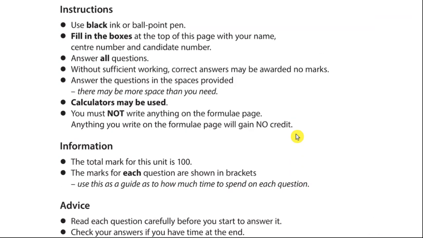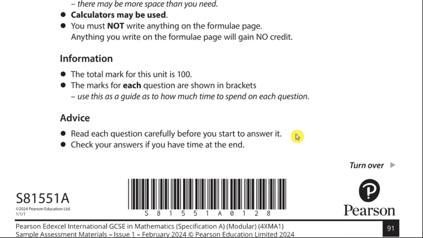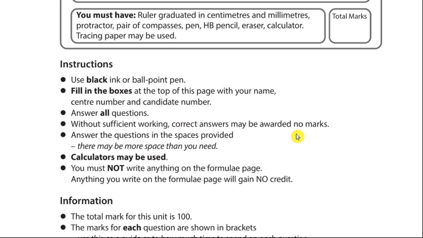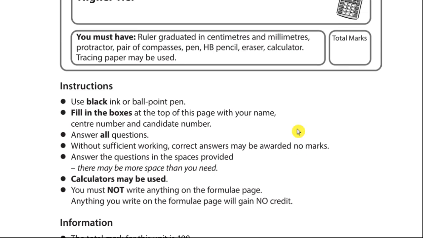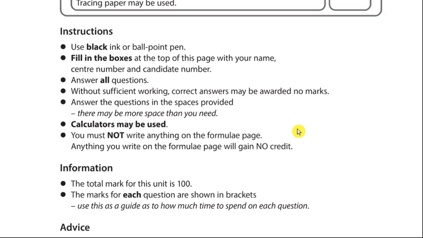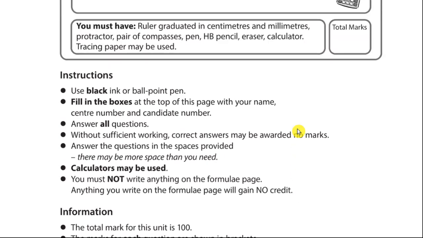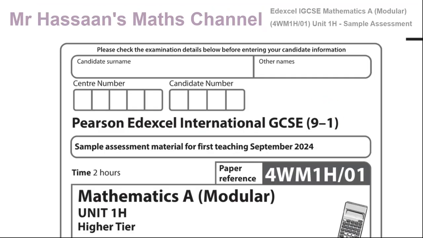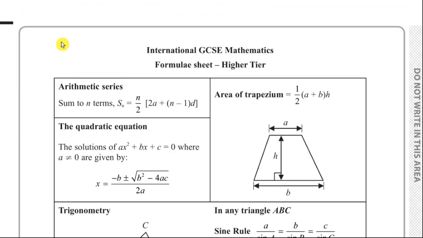Normally it would say for answers which are not exact, then you should give your answers to 3 significant figures. It normally says that in the beginning. It doesn't say it this time, but that's generally the standard, unless otherwise stated. Anyway, let's see how it unfolds.